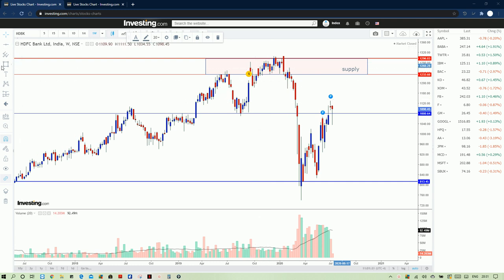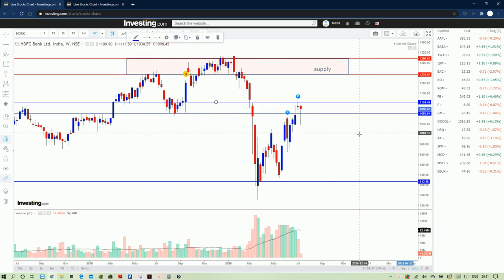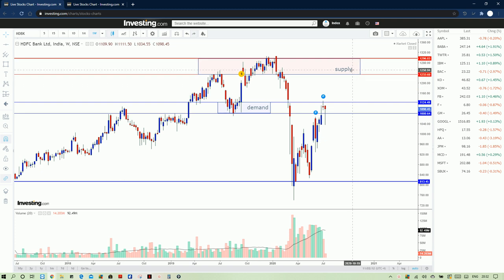So what is that accumulation zone? Now we will draw here. So here we can see the stock move. This is the zone where the accumulation happened. So we will draw a zone. Now this is supply and this is the demand zone, but this stock broke this demand zone and went to this particular level. Now this demand zone will be acting as a supply zone here.